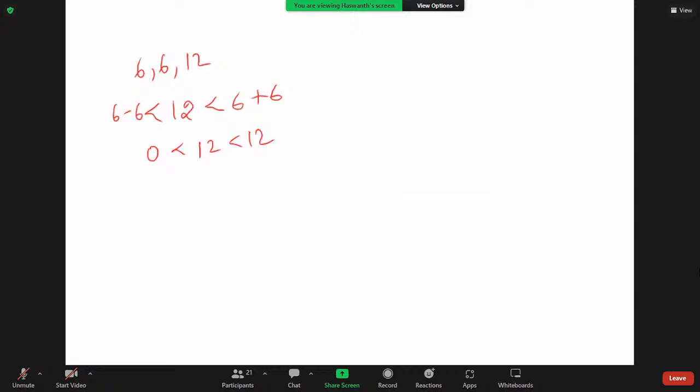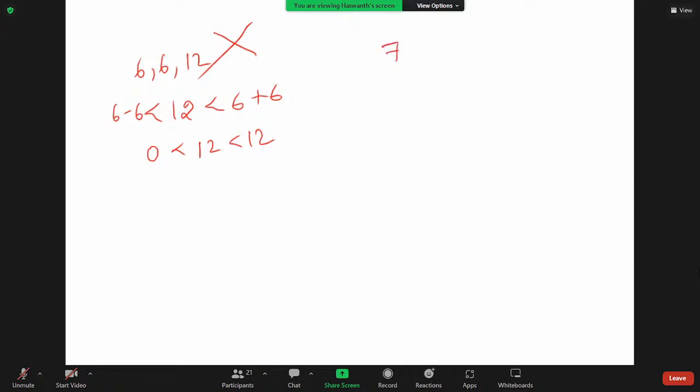Now 12 is not less than 12 here. These are not following this principle. The third side cannot be equal to the sum of the other two sides. It must be less than that. So 6, 6, 12 are not following this principle, so we say they cannot form a triangle.